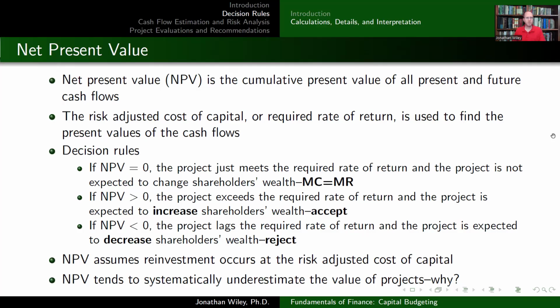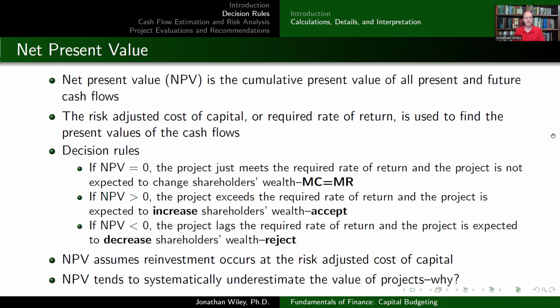All right, so in this video, I'm going to talk about net present value. Net present value is the cumulative present value of all present and future cash flows associated with the capital budgeting project. And if you're going to find present value, that means you need a discount rate. So the discount rate we're going to use for net present value is the risk-adjusted cost of capital, or the required rate of return given the risk of the project. And that's going to be what's used to find the present values of the cash flows.